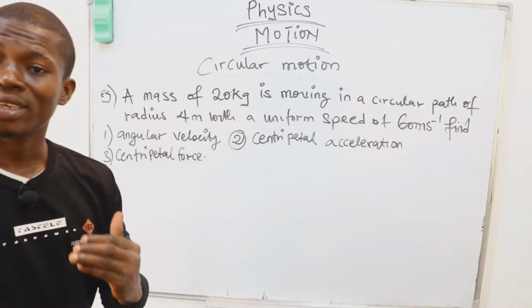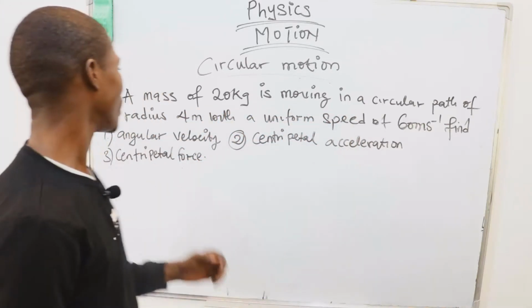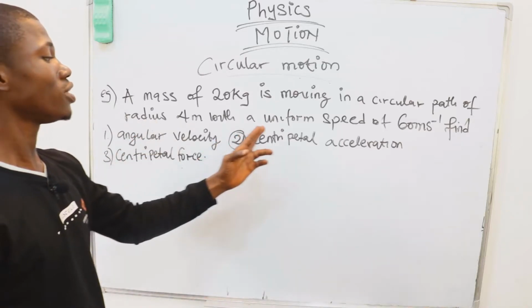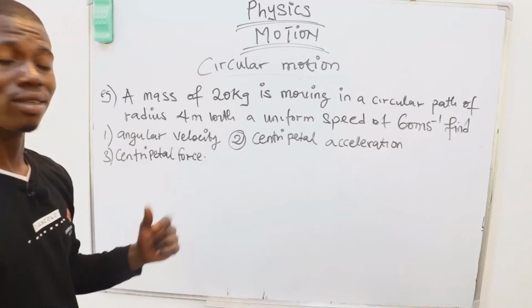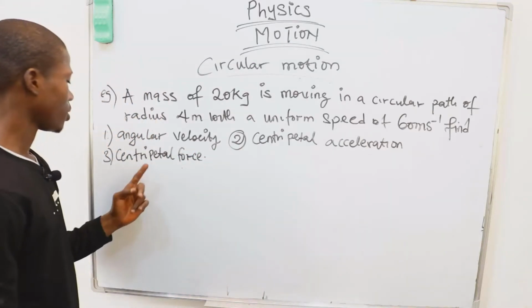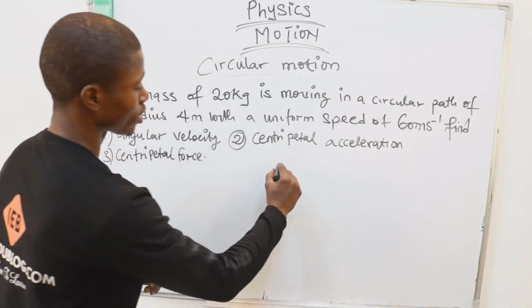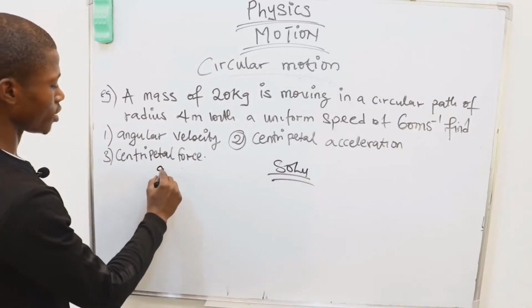Here is our number one example, which says that a mass of 20 kg is moving in a circular path of radius 4 meters with a uniform speed of 60 meters per second. Find: number one, angular velocity; number two, centripetal acceleration; number three, centripetal force. So let's start by writing our solution. Let's bring out our given data.